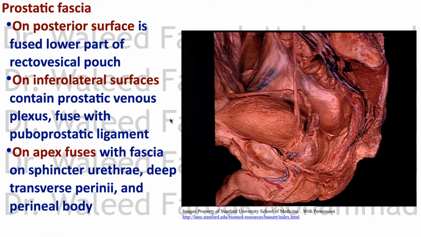Prostatic fascia: on the posterior surface, it's the fused part of the rectovesical pouch, as we learned before. On the infralateral surfaces, don't forget that it has the prostatic venous plexus in it and is connected by the puboprostatic ligament to the back of the pubis. On the apex, it fuses with the fascia of the urogenital diaphragm, the sphincter urethrae, and the deep transverse perineal muscles, and the perineal body. So this is the fascia surrounding the prostate.